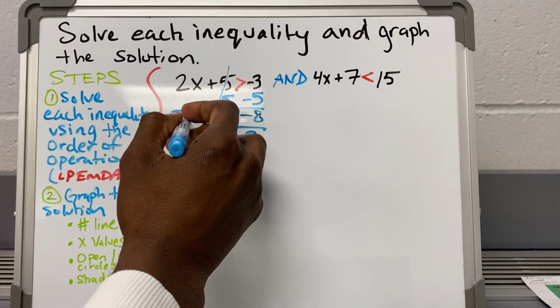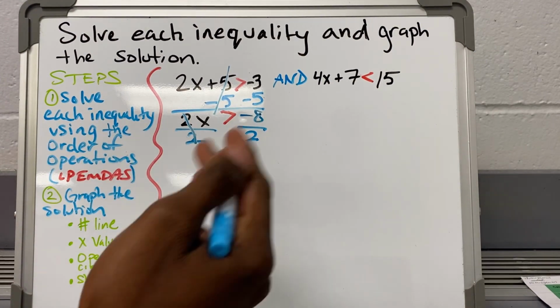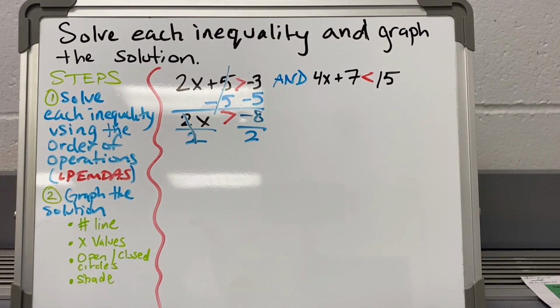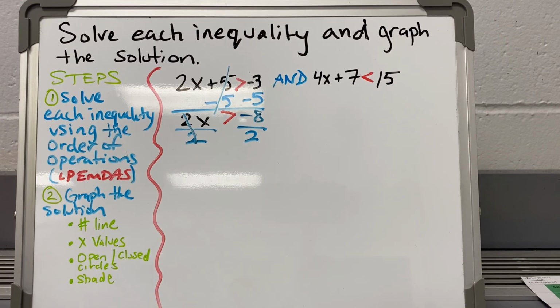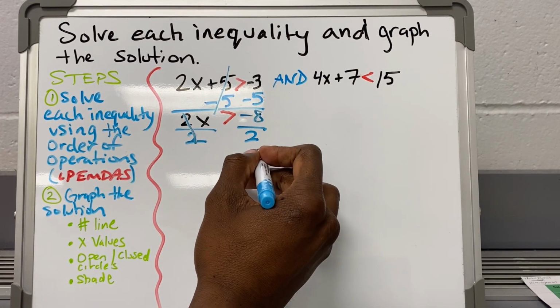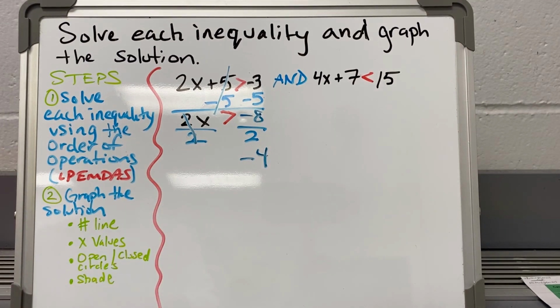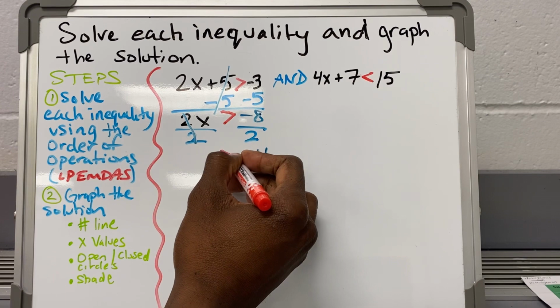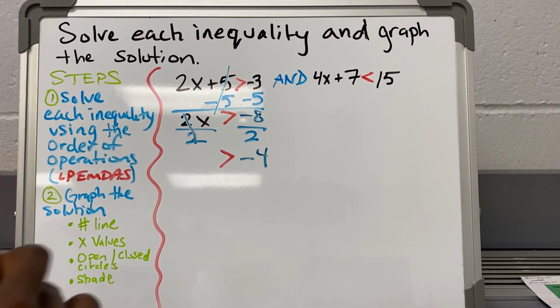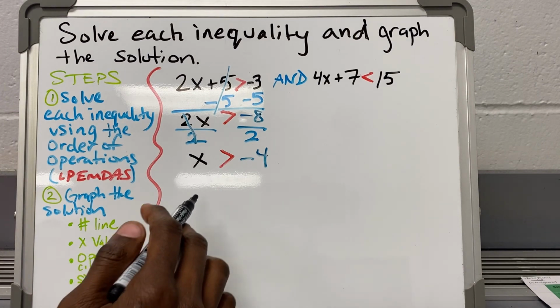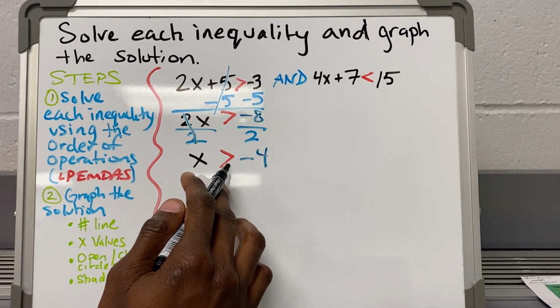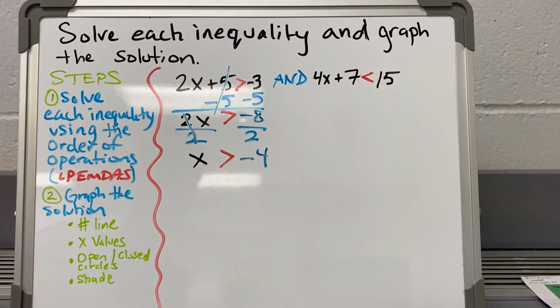All right. 2 divided by 2 is 1. I'll just cross it out and I will look at here. -8 divided by 2 is -4. I'm going to write a -4 here. And then I'm going to bring down everything that I did not touch. I did not touch the greater than sign. And I did not touch the x because I need that x there. All right. So this side comes out to x is greater than -4.